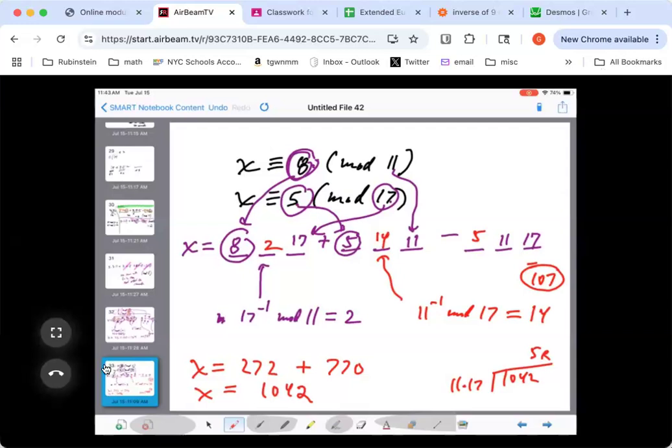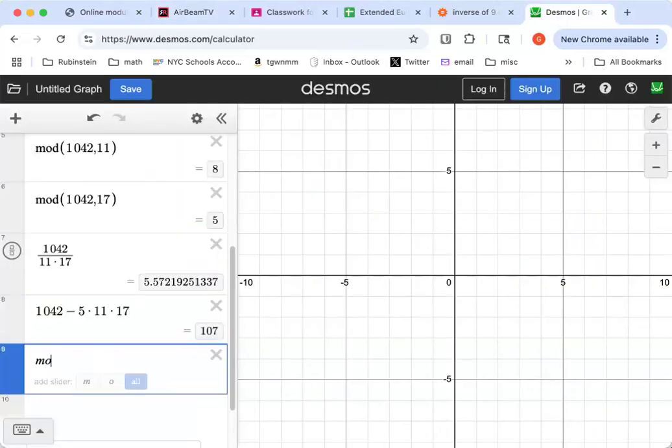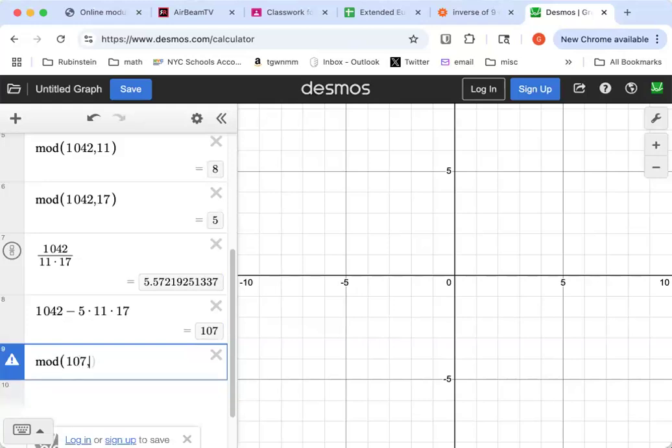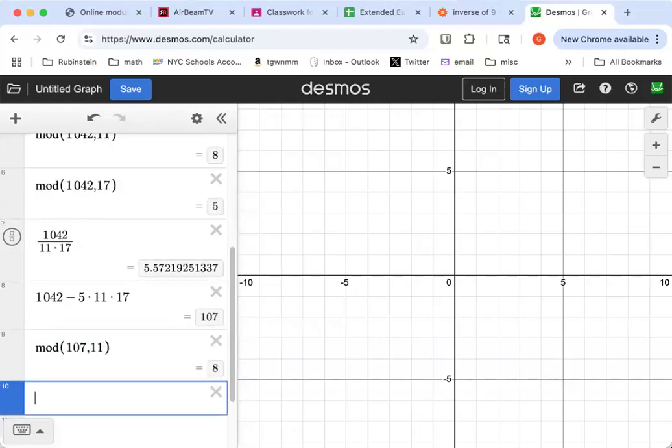If you don't believe it, mod 107 comma 11 does come out to be 8. Mod 107 comma 17 does come out to be 5.